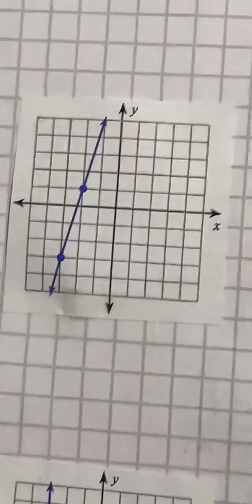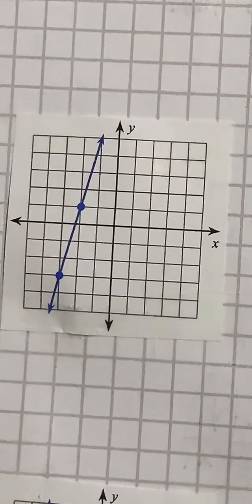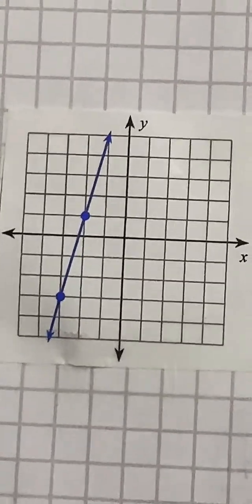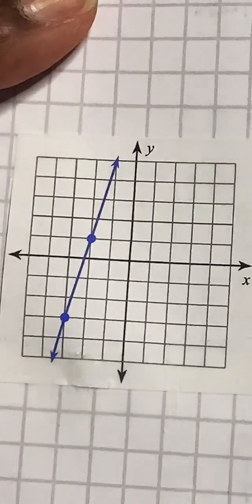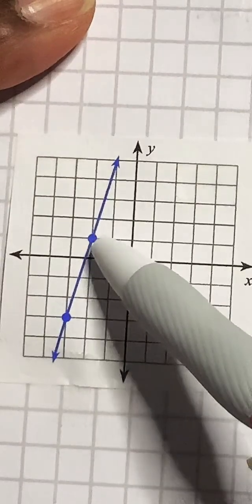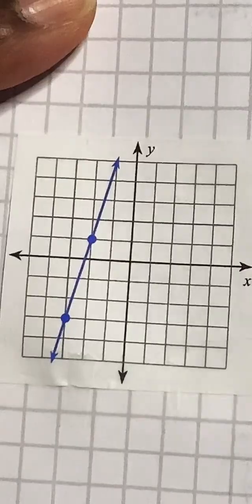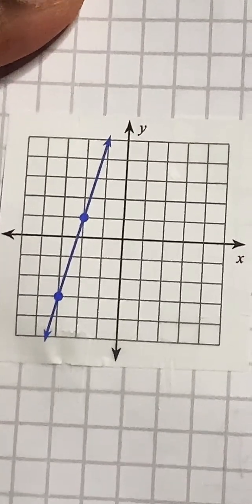All right, so let's take a look at this. If you notice, there are 2 points. 1 point there, 1 point there. So if you recall with slope, slope is basically your rise over your run.